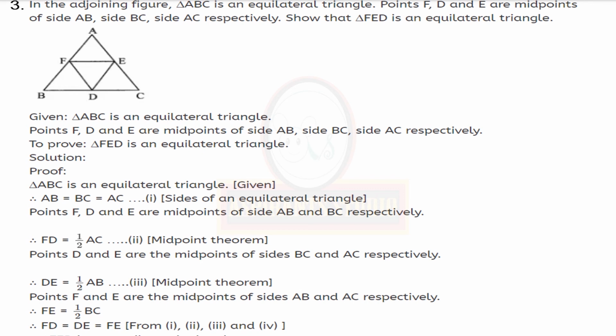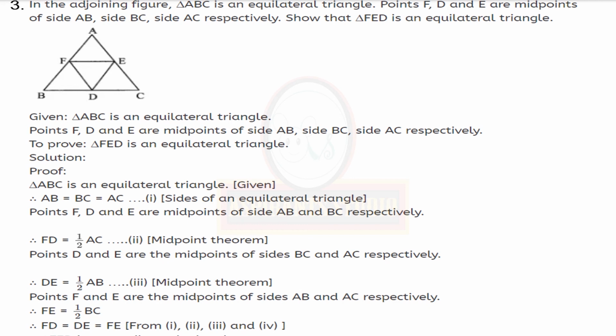Similarly, when points F and E are midpoints of sides AB and AC respectively, you will have FE is equal to half of the third side which is BC by midpoint theorem. Take it as equation number 4. So, from equations 1, 2, 3 and 4 we get FD is equal to DE is equal to FE because in the first equation you have AB is equal to BC is equal to AC. So, half of AC is equal to half of AB is equal to half of BC also.